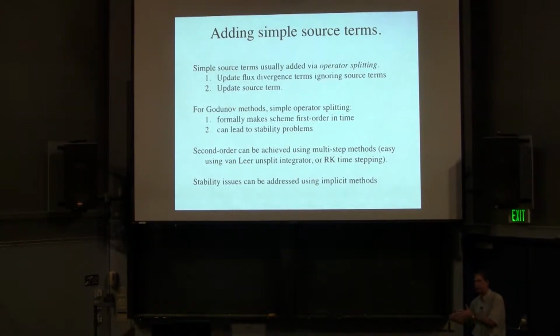The source term will try to push it back to the way it was before. You iterate back and forth. It won't settle down to a steady state solution. So there are well-known examples where doing this kind of splitting doesn't work.